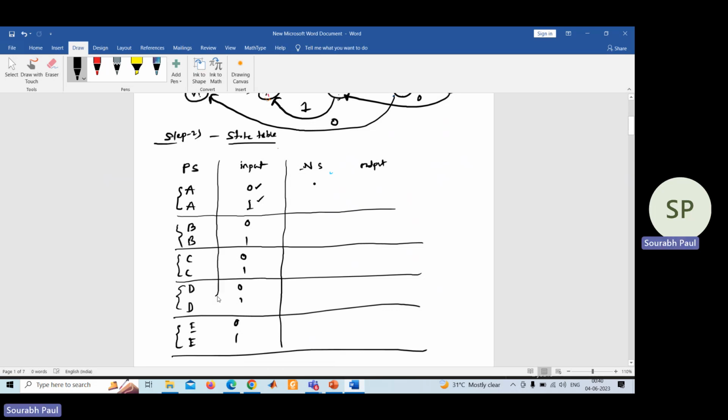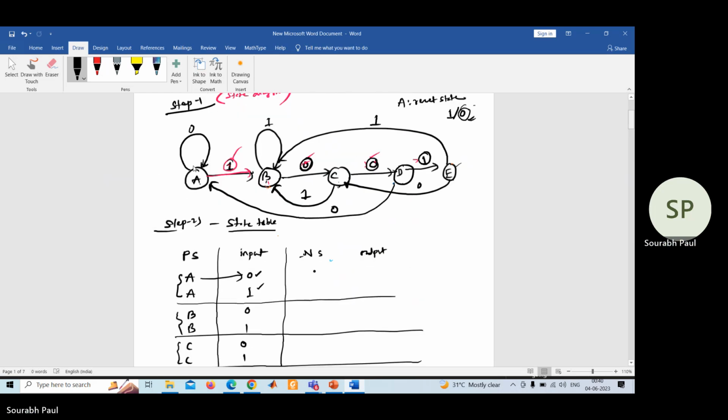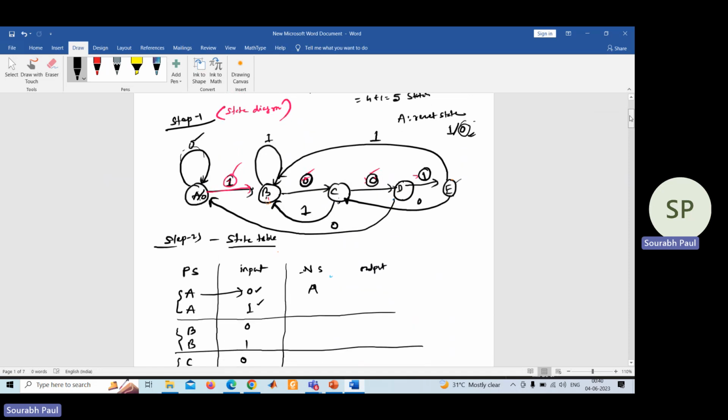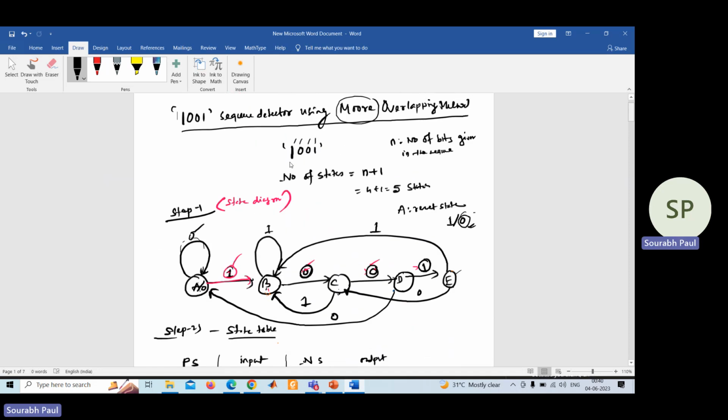Okay. Now try to complete this table. If your present state is A, if you have the input of 0, where are you going? You are coming back again to its original state as you have a self loop. So if the input is 0, you are coming to the original A state. And at that time, what should be the output? Output will be 0. Why is the output 0? Because you didn't find this 1001. My required sequence is 1001. So if you come to A state, it is detecting only 0. So that's why you have the output of 0.